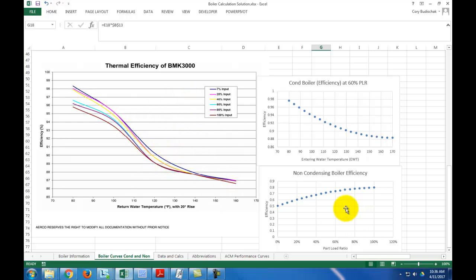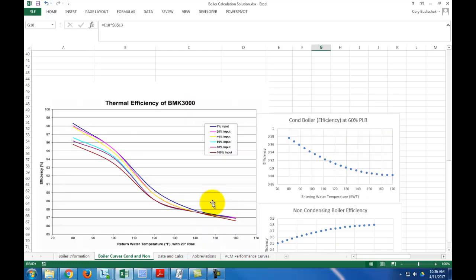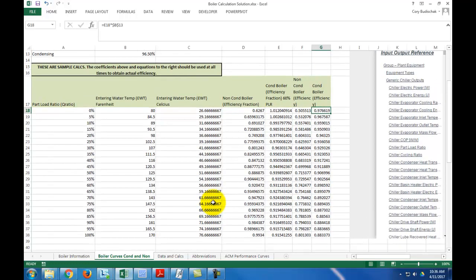It's too old. But this was the non-condensing boiler. So when you have a non-condensing boiler, actually at part load ratios, the efficiency goes down. So the efficiency can be as low as 50% at really low loads, and then goes up to about 80%. All right, great. So now we got those curves, but how would we use those curves?